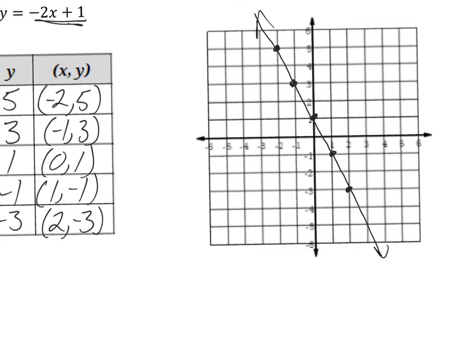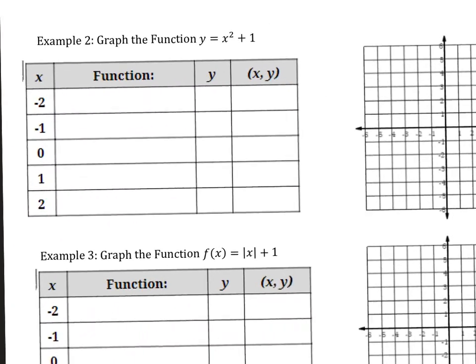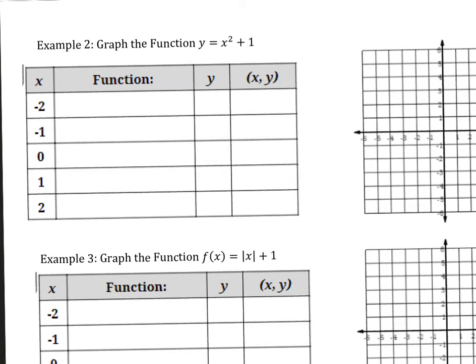What kind of graph is this? What's the name of the function? It is linear. Perfect. Okay, so let's go ahead and try this next one together. So our function, we have parenthesis -2 squared plus 1. So -2 times -2 is +4 plus 1 is 5. So that tells me I have a dot at -2 comma 5.